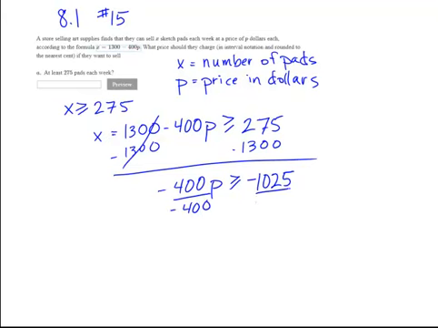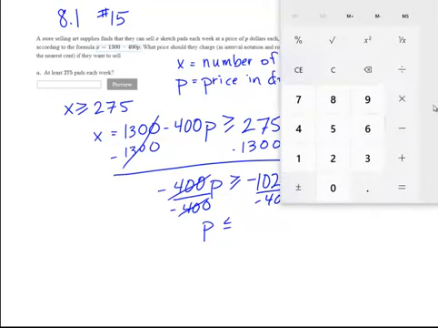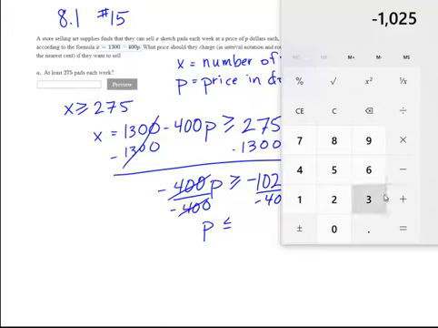Now, I was keeping my inequality symbol the same because I did not multiply or divide by a negative number, but I now have, so I now know that P must be less than or equal to whatever negative 1025 divided by 400 is. So we'll throw that in my little calculator. Oops, get it down so that you can see it. Negative 1025 divided by the negative 400, make it negative, equals, and that would be 2.5625.